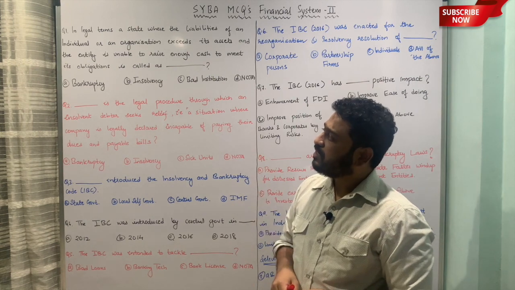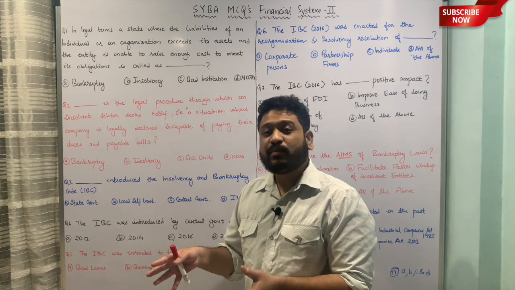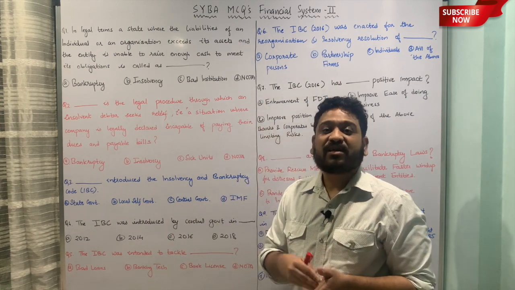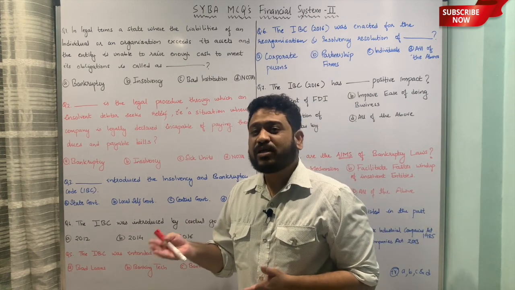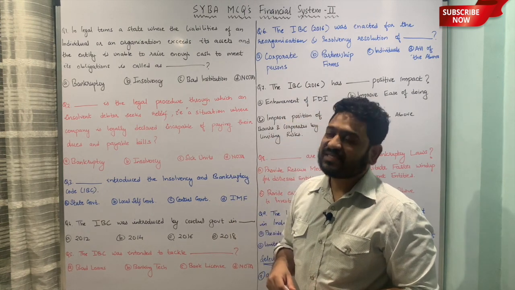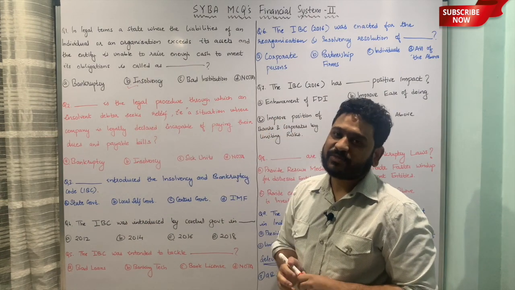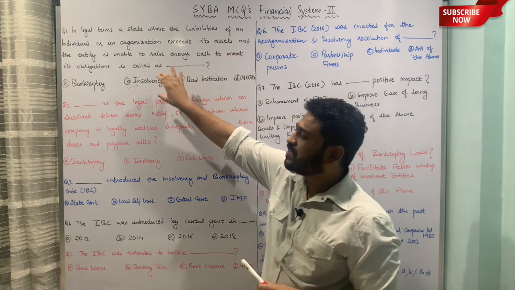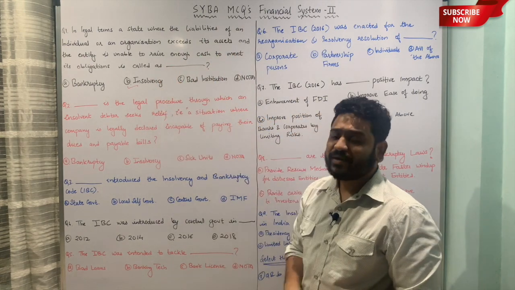So here the legal term for a state where the liabilities of an individual or an organization exceed its assets and it is very difficult for that individual or organization to raise cash so as to carry out its regular business is called insolvency, and therefore option B, insolvency, is the correct answer to this particular question. A very important idea of what insolvency particularly means in legal terms. Let us now move to the next one.